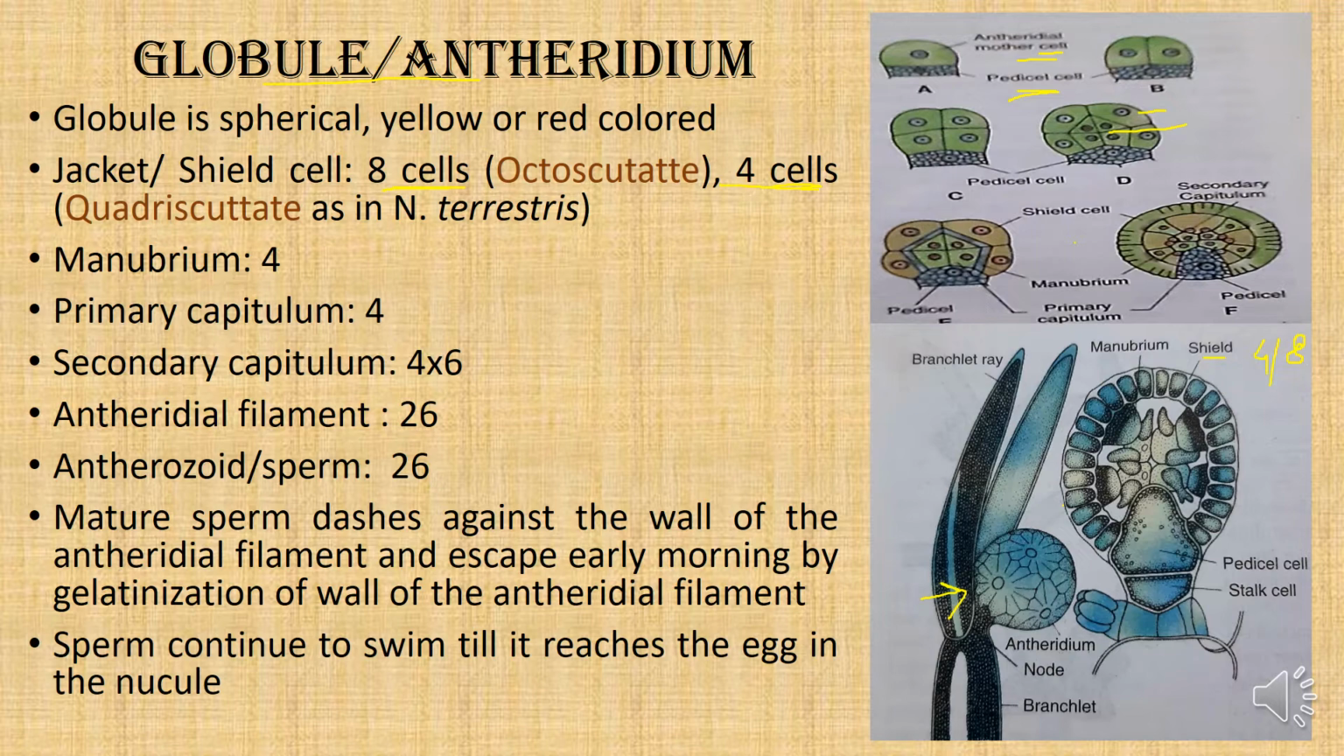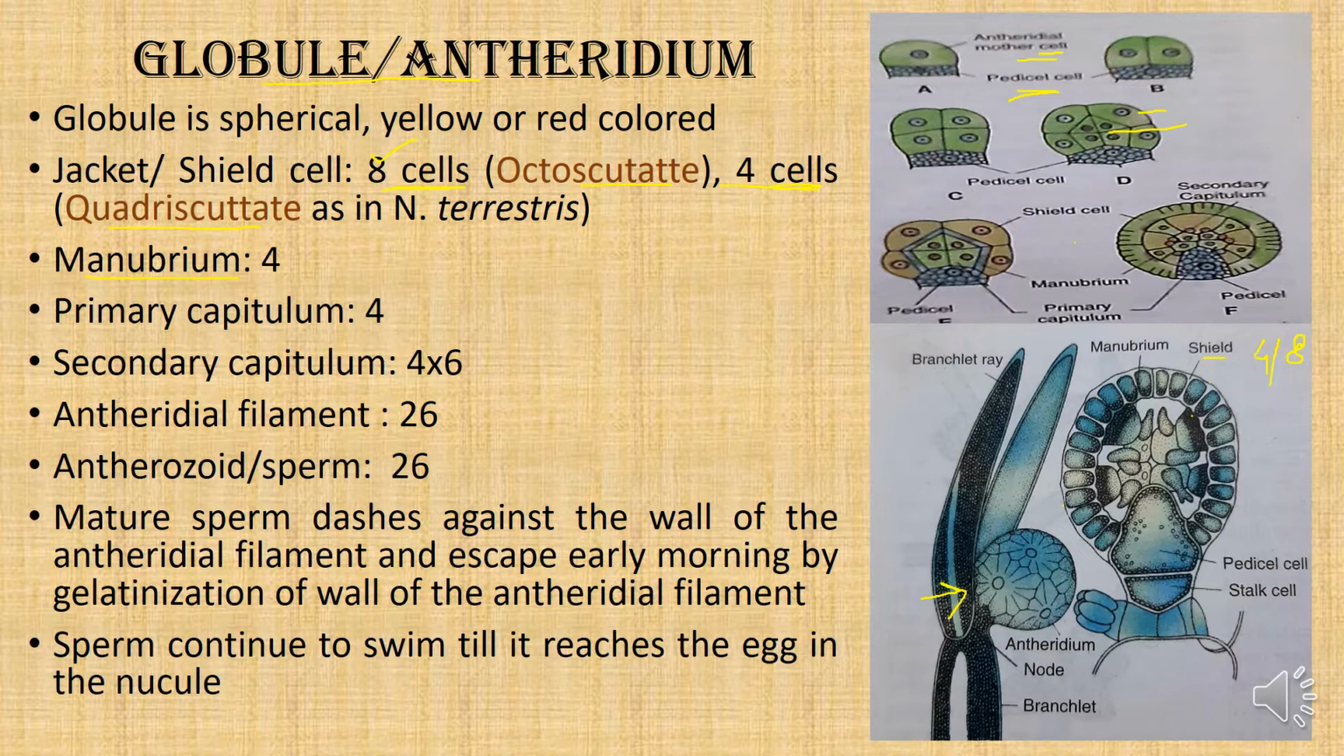If the Nitella has 4 shield cells, then it is called a quadriscutate species. If it has 8 cells, then it is called octoscutate. Most of the Nitella species are octoscutate, that is, they contain 8 shield cells. Now, after the shield cell, we get the manubrium. The next layer is the manubrium.